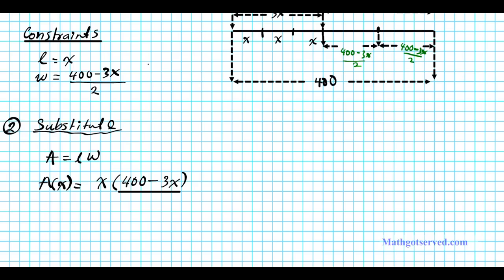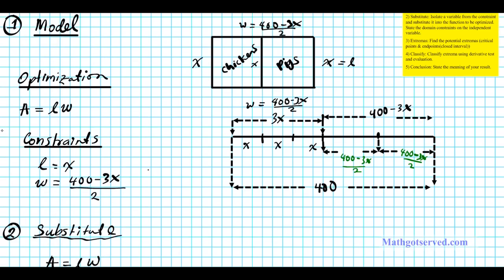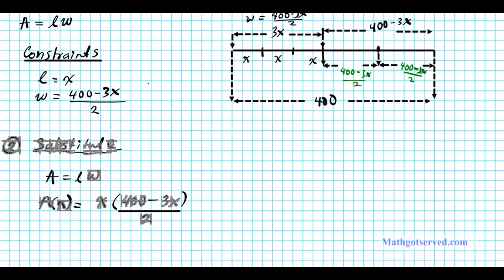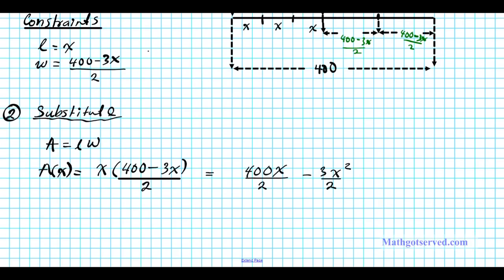All right, so I'm going to simplify this function so it's easy to differentiate, but we also have to state the domain. If I simplify this function, I'm going to have 400x over 2 minus 3x squared over 2. So our function is going to be 200x minus (3 over 2)x squared.